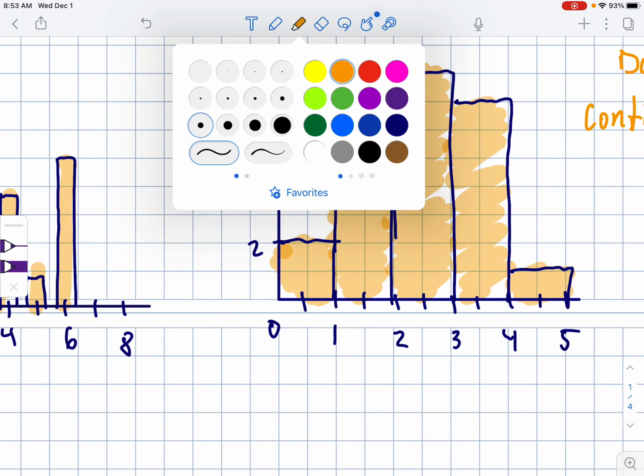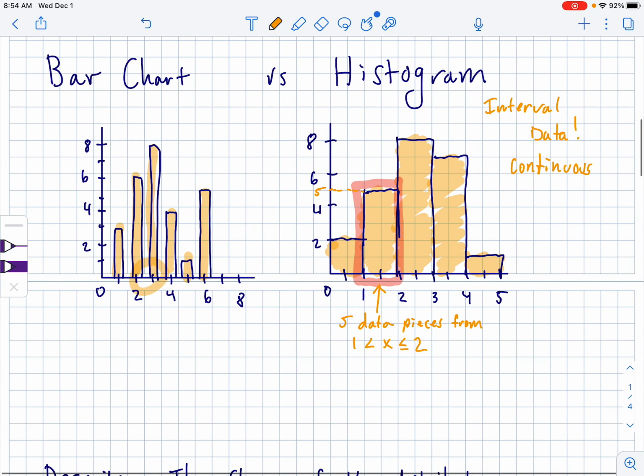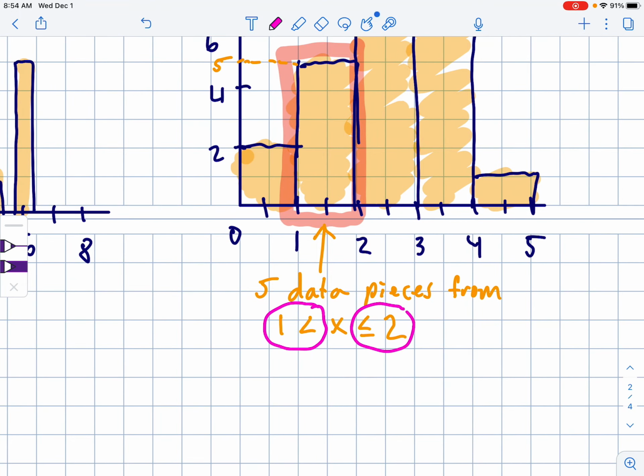As opposed to over here, let's use another highlighter. What this section means is that between 1 and 2 in the data, there were 5 data pieces, because this goes over to 5. So this means 5 data pieces from 1, that's the beginning of the interval, from 1 up to and including 2. So there's a lot of decimals that could be in there. I don't know what the raw data is. I just know that there are 5 numbers between 1 and 2, including 2, not including 1. That's another thing to talk about, that this book makes a distinction about the lower part not being included and the upper part being included.